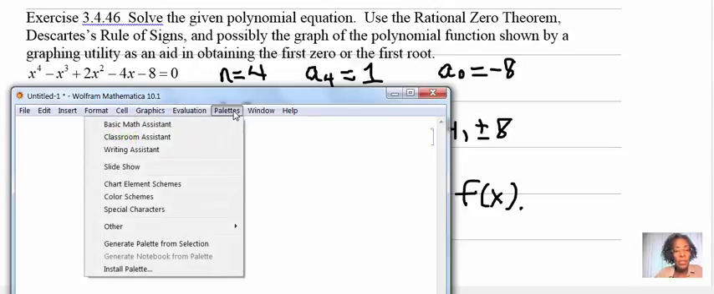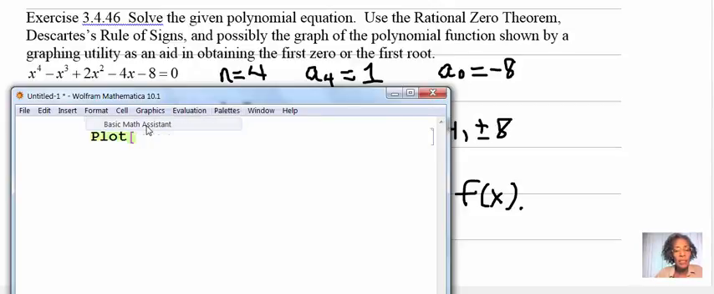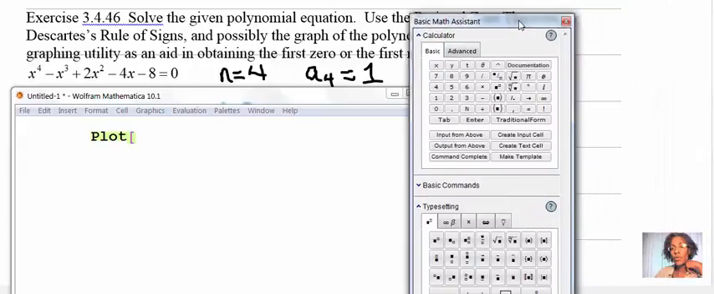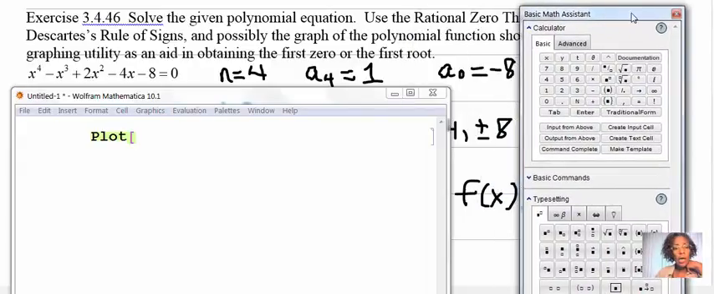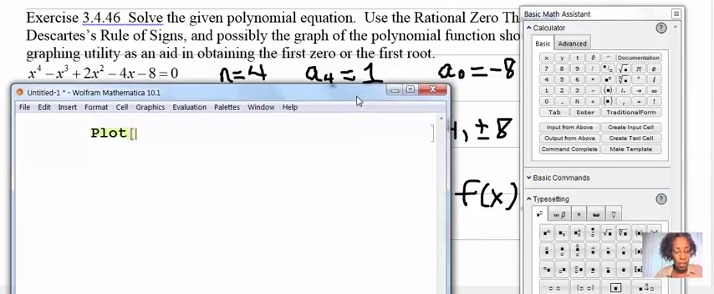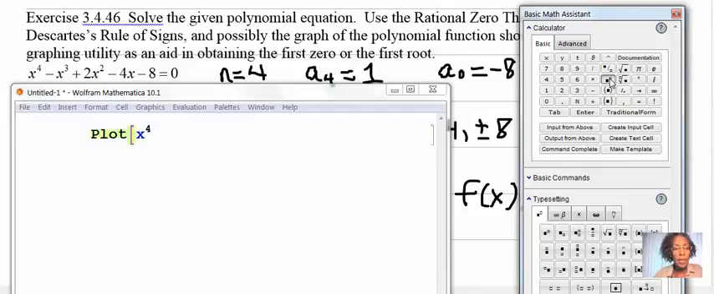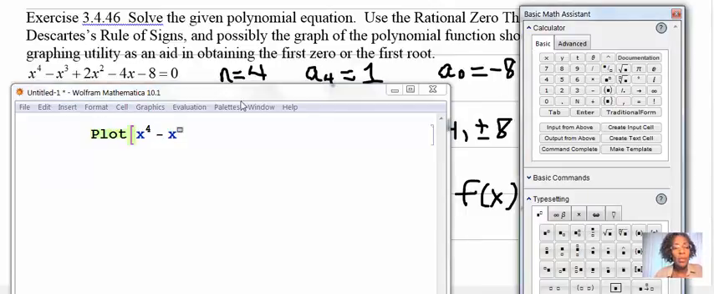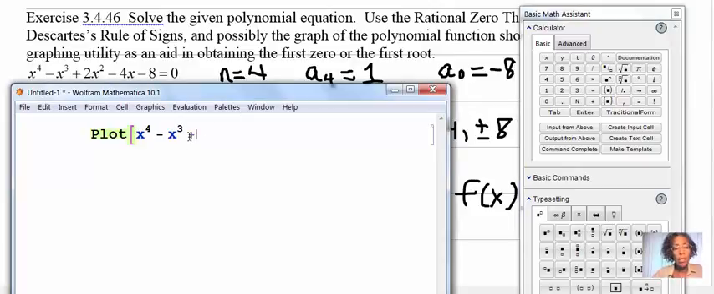If I click on palettes and select Basic Math Assistant, and I'll pull this over so that you can see it, that allows me to make things look like they're supposed to look. So I can put in exponents. This is very similar to the palette that you use in MyMathLab, to put in exponents and fractions and have them formatted nicely.